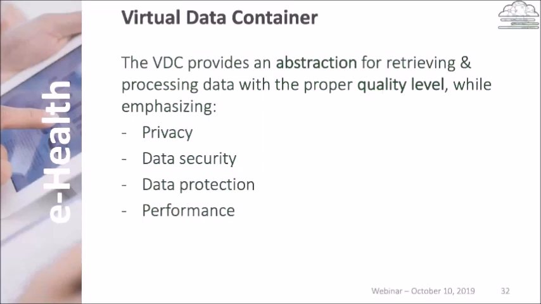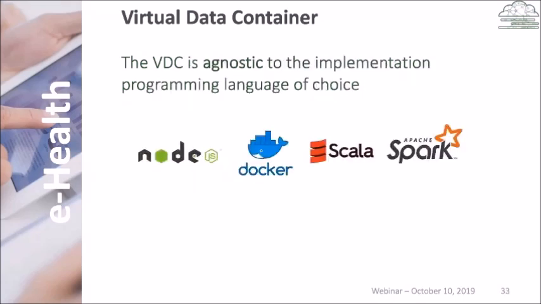Yeah, so in this part of the presentation, I would like to discuss how the DITAS technology can help realizing the use case applications that we just presented. We already saw how the VDC constitutes the cornerstone abstraction of the DITAS framework, in that it provides an abstraction for retrieving and processing data while guaranteeing the desired level of quality, privacy, data security, data protection, and obviously performance.